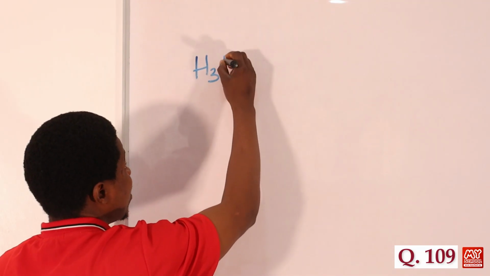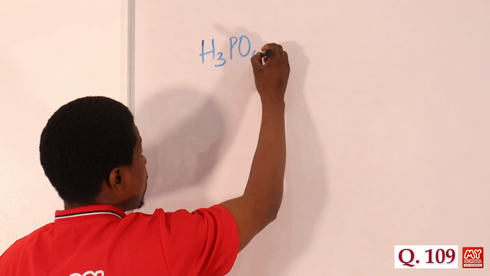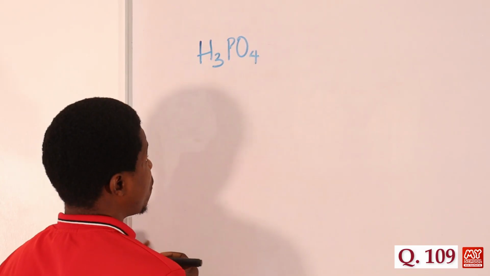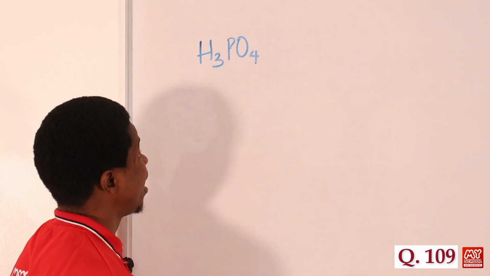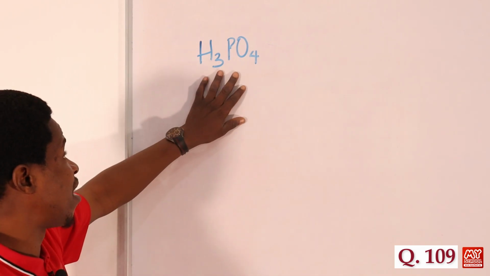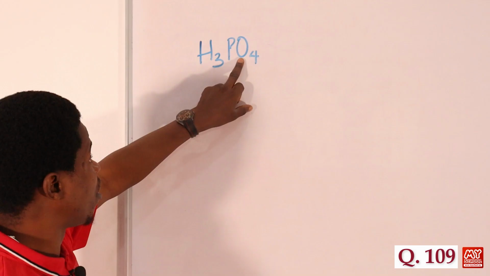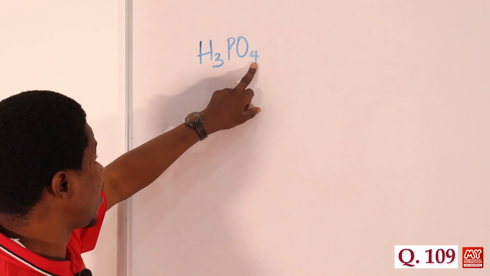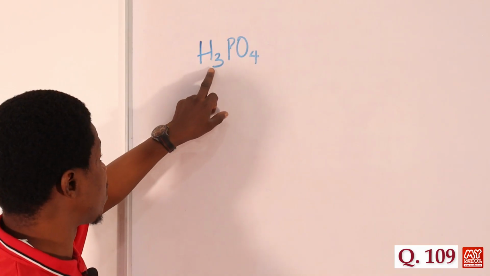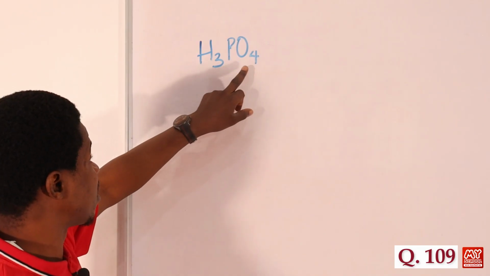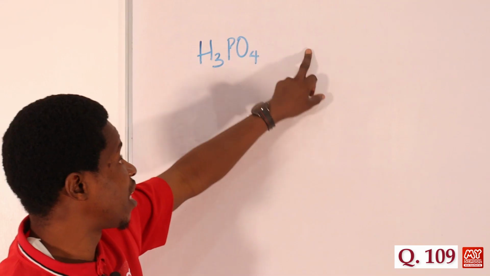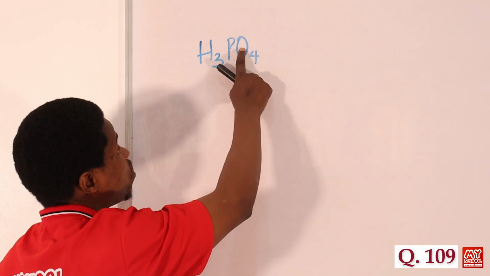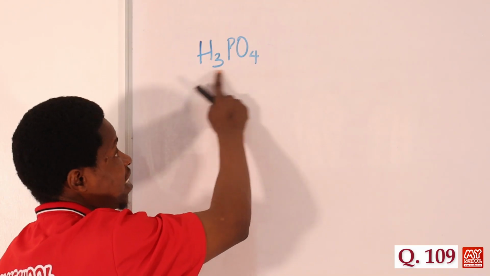PO4, this is tetraoxophosphate 5. Phosphate 5. How are we sure it is 5? Oxygen is -2 times 4, that's -8. Then this is plus 3 minus 8, that's -5. So if you move it to the other side, it is +5. So that's correct. So that is tetraoxophosphate 5 acid.